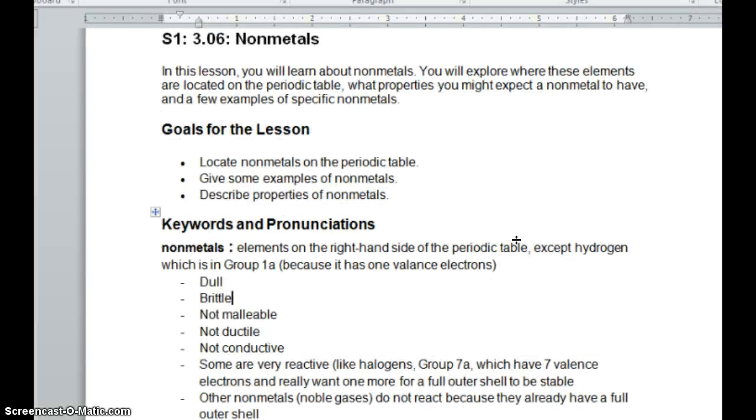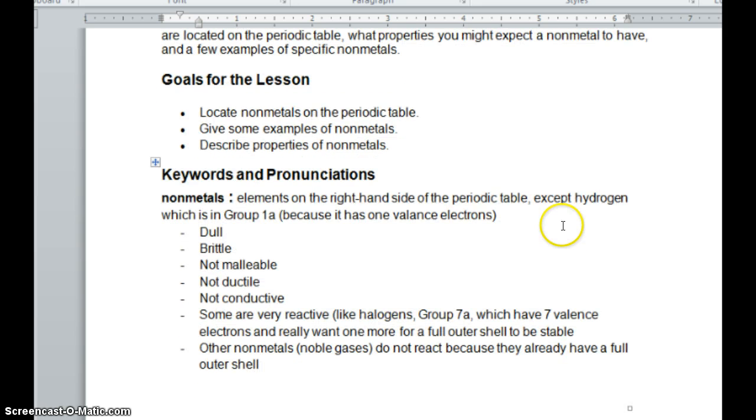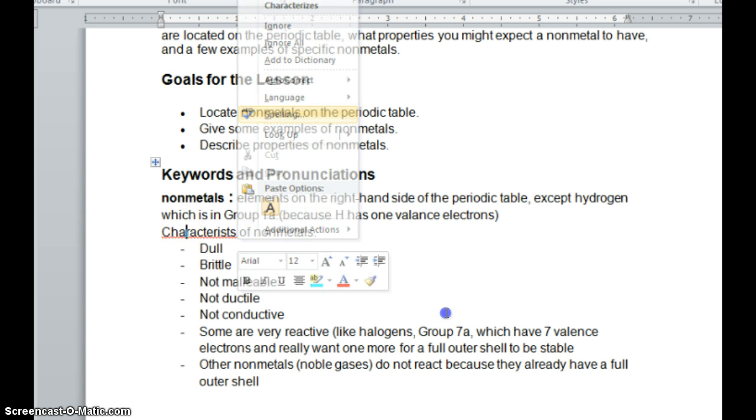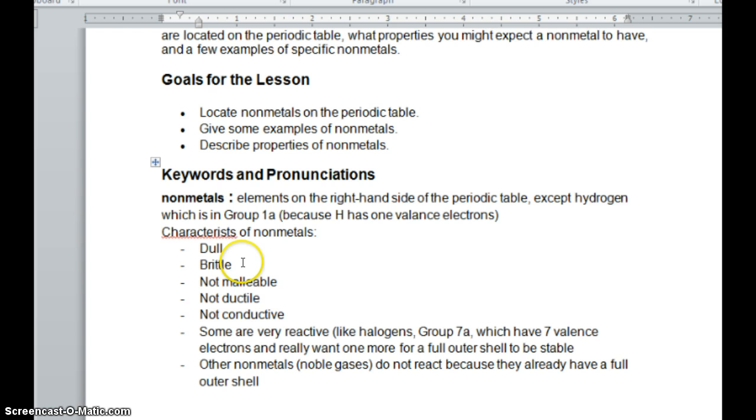All right, so for our notes for this one, I kept the first paragraph and the goals. And keyword and pronunciation, we just have nonmetals. Elements on the right-hand side of the periodic table, except hydrogen, which is in group 1A. Why? Because hydrogen has one valence electron. Other characteristics, I should probably write that on there for us, huh? Characteristics of nonmetals include they are dull, they are brittle, they are not malleable, not ductile, not conductive.